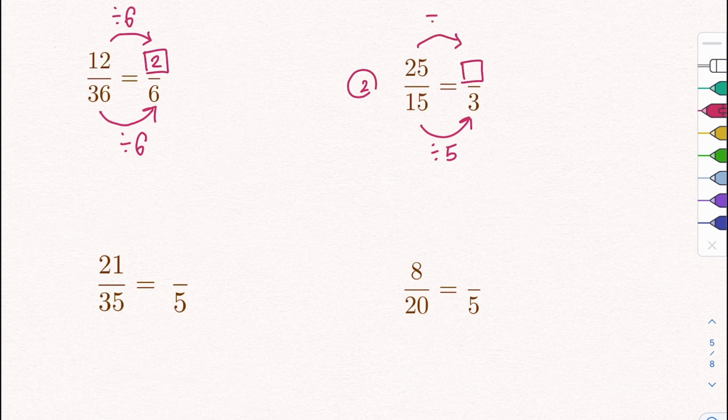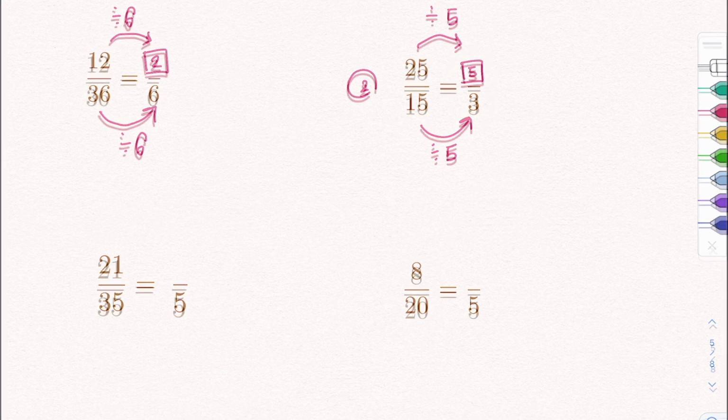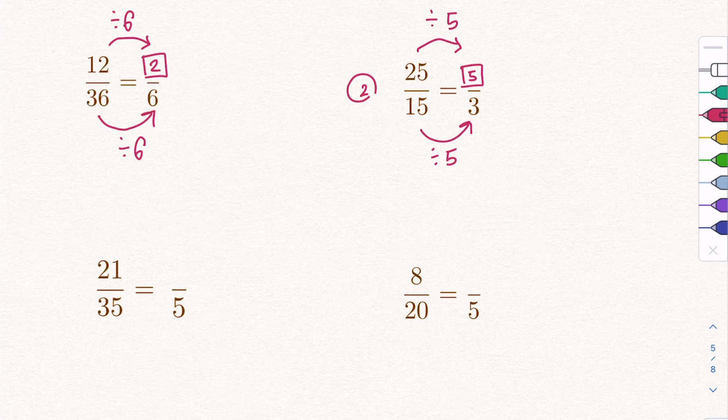So we now need to divide the numerator by 5 as well. And 25 divided by 5 equals 5. What this means is that now 25 over 15 equals 5 over 3, and that these two fractions are equivalent. For the third one, we have 21 over 35 equaling something over 5.